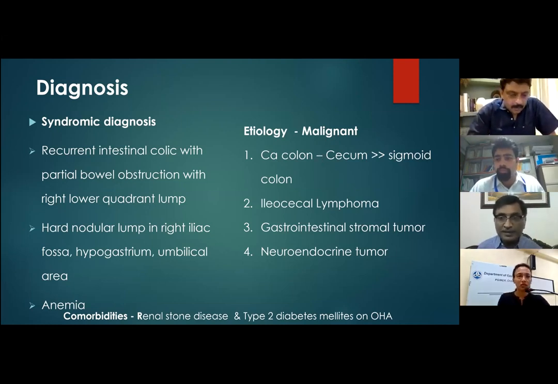Sir, so the diagnosis would be recurrent intestinal colic due to a partial bowel obstruction with a right lower quadrant hard nodular lump involving right iliac fossa, hypogastrium, and part of the umbilical area. So my first differential diagnosis would be a colon carcinoma, as we are suspecting it is a luminal pathology arising from the ileocecal region, and it is malignant. Though the age is a little bit younger, in India, 10 to 20% of cases have been reported prior to age 40. So I would keep colon cancer in this area as my first differential diagnosis.